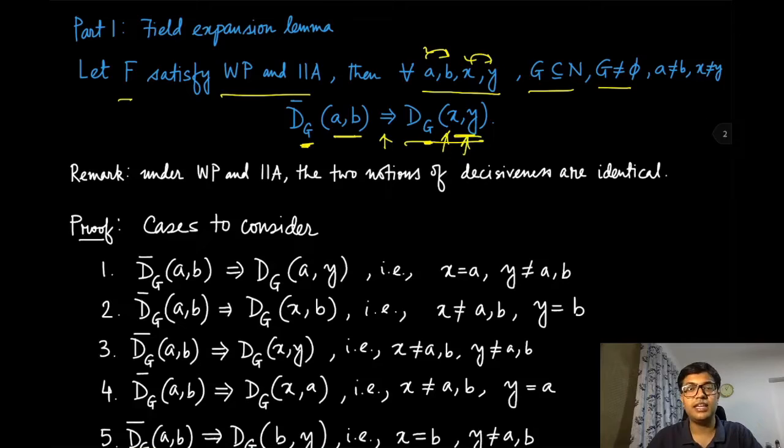Then in this case, almost decisive: if a set G is almost decisive over this pair of alternatives A, B, then that also implies that it is decisive over the same pair of alternatives. Okay, so that's just a remark.